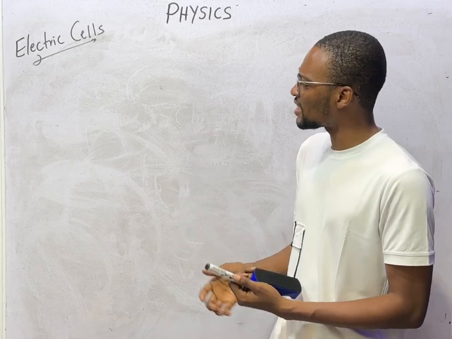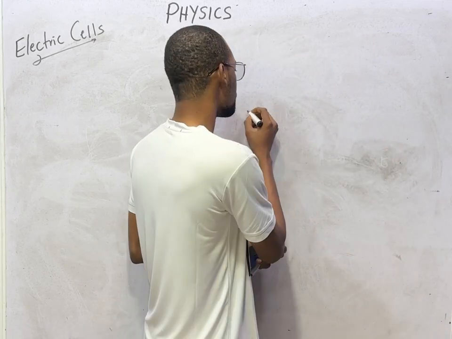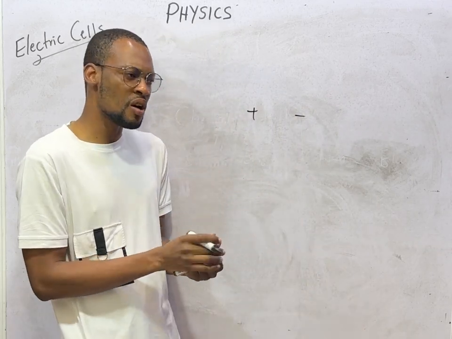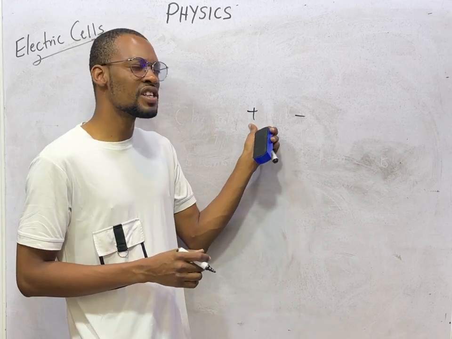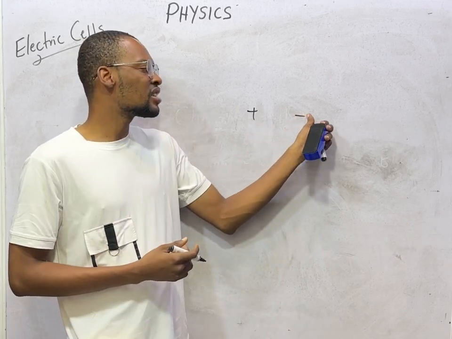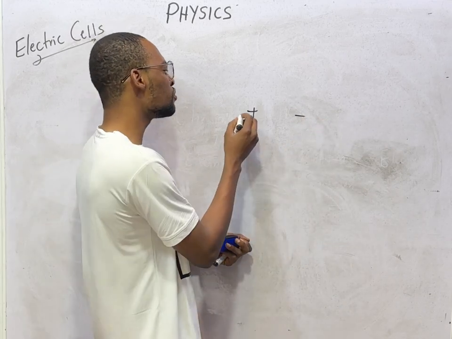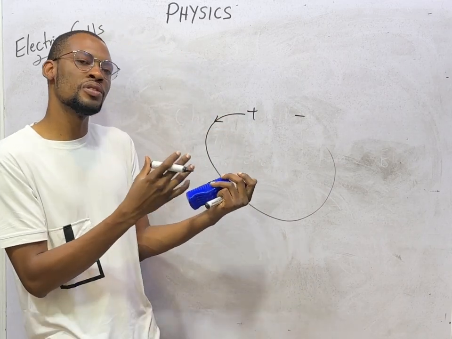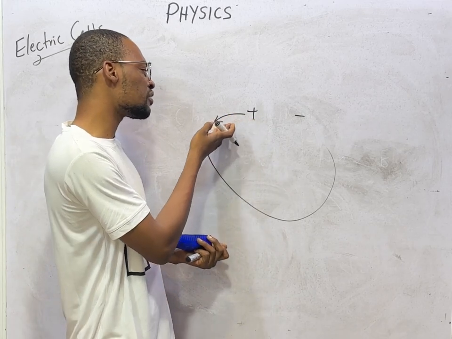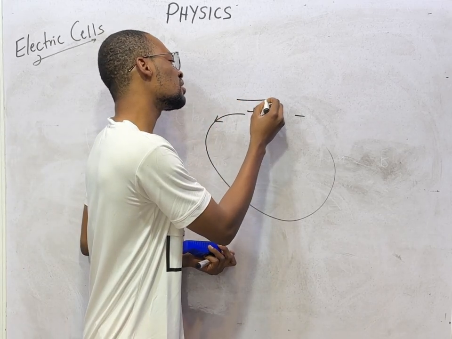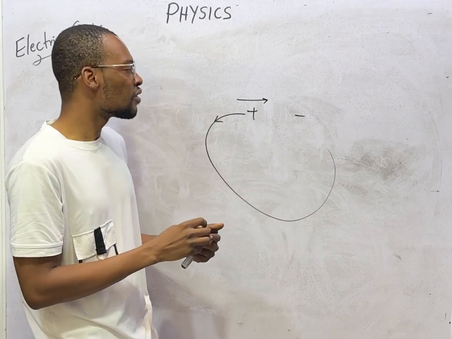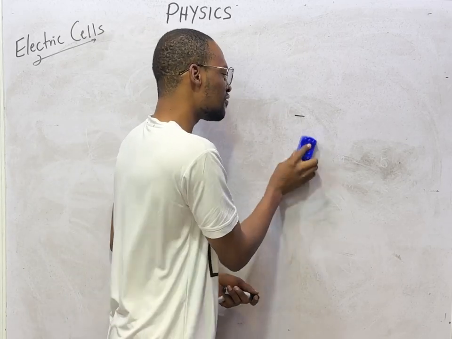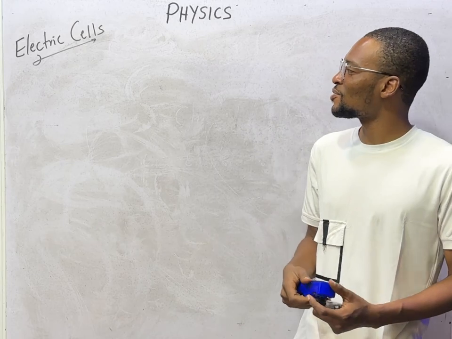And by the way, electrical cells comprise two terminals, the positive and the negative terminals. In batteries generally, or in a cell, we say that the positive terminal is the high potential and the negative is the low potential. So current will move from positive to negative. And the flow of electrons is opposite to the flow of current. So if current is flowing from positive to negative, electrons will be flowing in the reverse direction. We shall do that under current electricity. That is a very, very interesting topic that we shall get into.